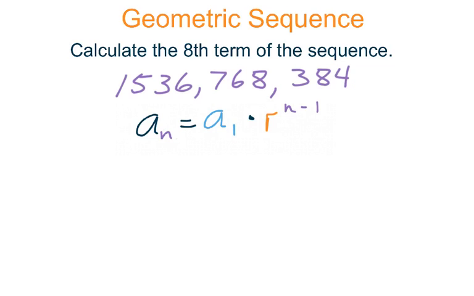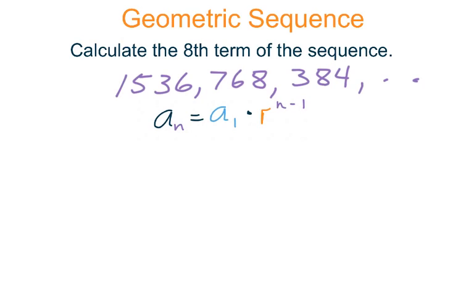Check out this sequence. I've got 1,536, and then it goes to 768, 384. And dot, dot, dot, it continues, it continues, it continues. Let me shrink down this a little bit, bring it up, give us some space. All right, cool. We've got the formula down.